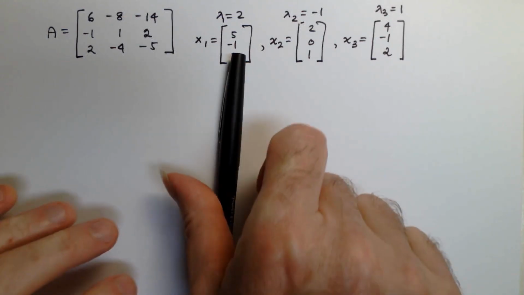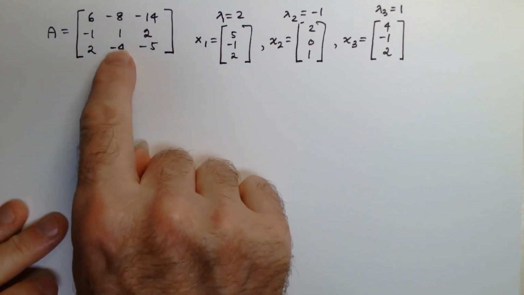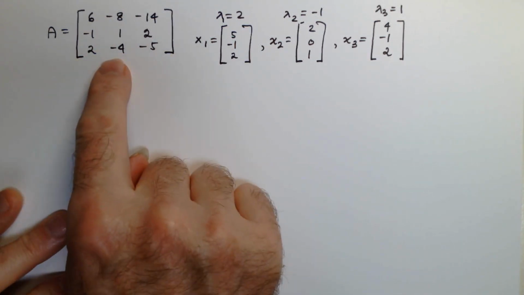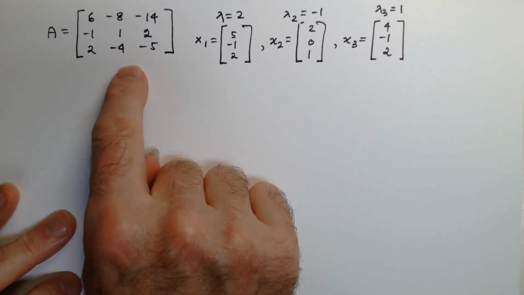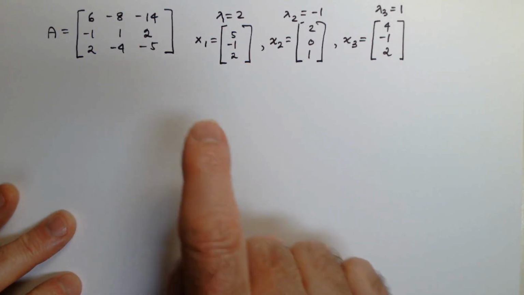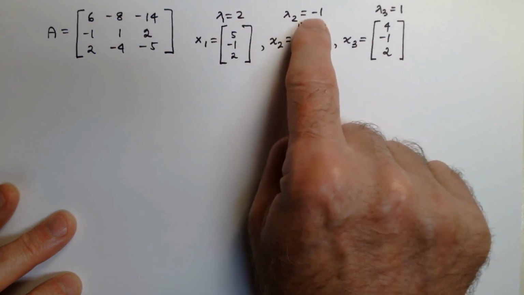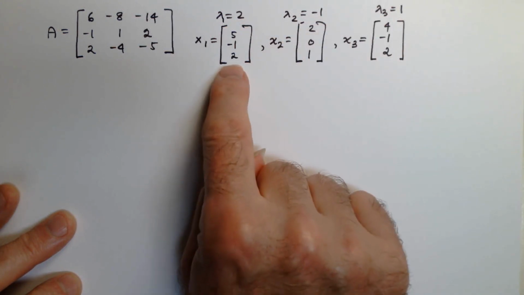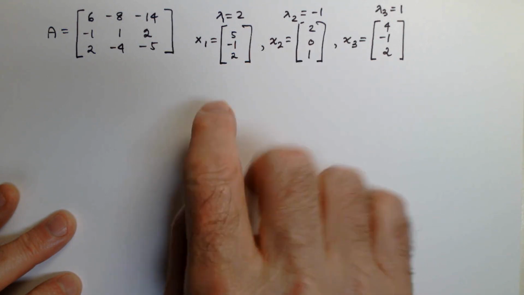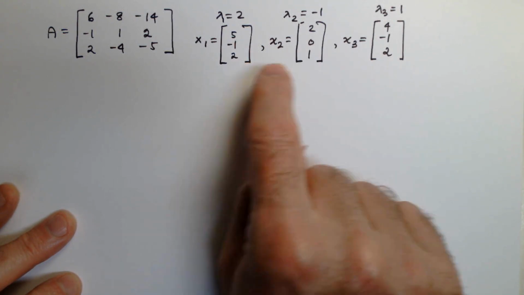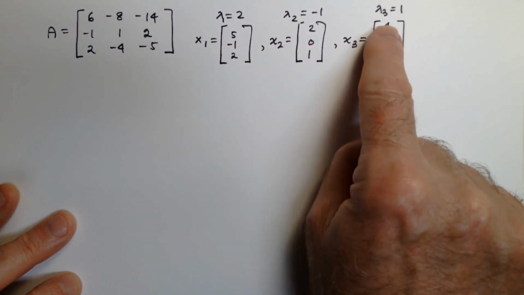All right, welcome to the document camera. In this problem, we've got this matrix A, and this should look familiar to us because this is the matrix we worked with earlier in the section. There we saw that the matrix A had eigenvalues 2, -1, and 1, and some corresponding eigenvectors (5, -1, 2), (2, 0, 1), and (4, -1, 2).